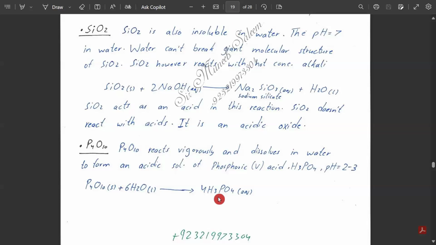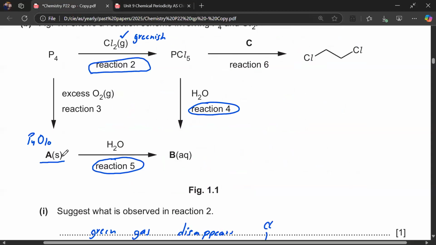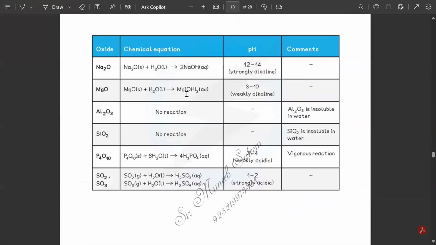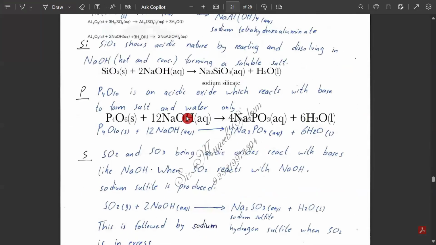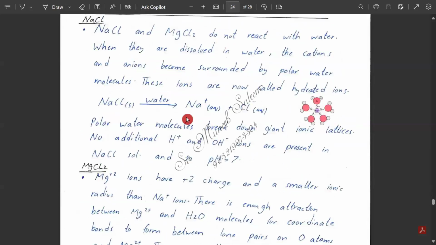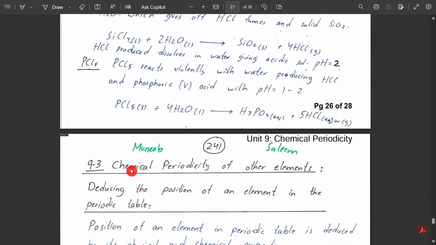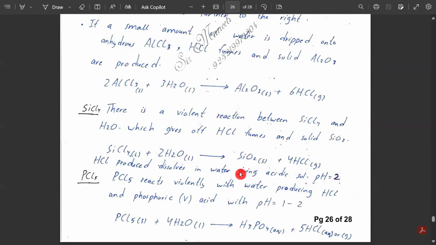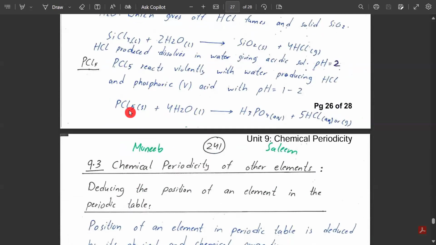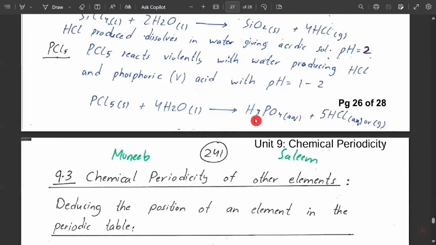Now that's one way to find the answer, but we need to check the other reaction as well, which is the reaction between PCl5 and water. For that purpose, I will check that type of reaction, PCl5 and water. Okay, so this is the reaction between PCl5 and water. So again, you can see H3PO4. So in both of these reactions, PCl5 and P4O10 are producing one single product, that is H3PO4.